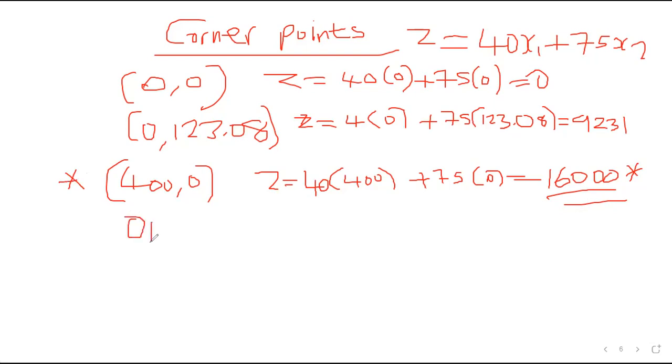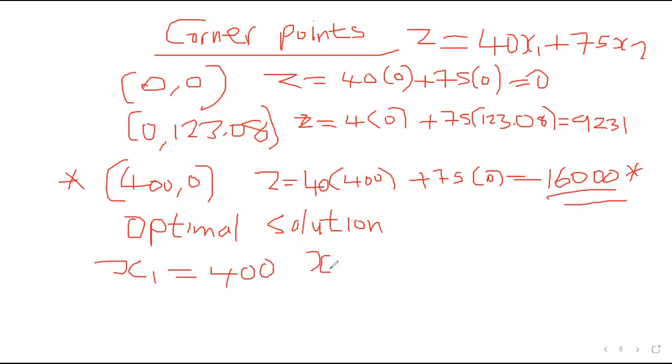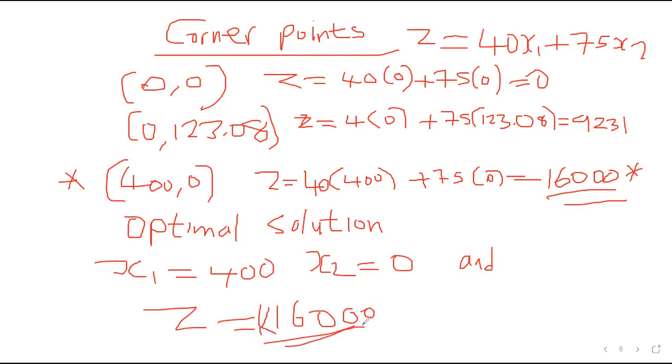So our optimal solution is now given by x1 is equal to 400, x2 is equal to 0, and Z is equal to 16,000. So this is the final answer. As we maximize this, the final solution should give us this one. All right, so this marks the end of this question.